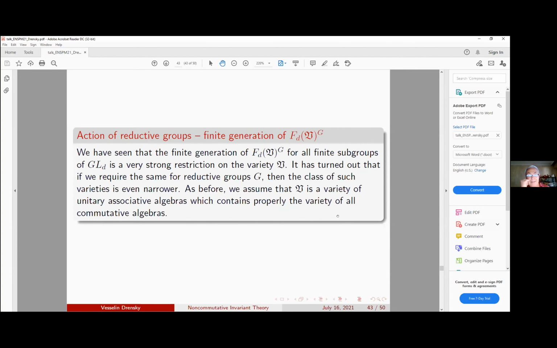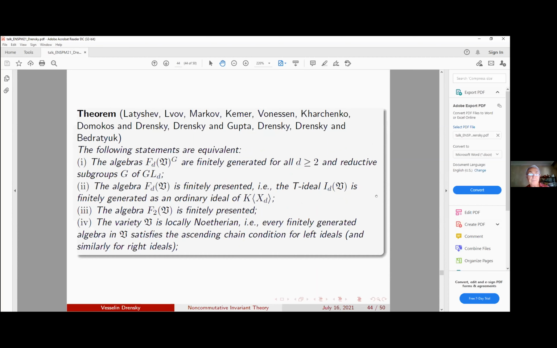So if you consider reductive groups, you have the question of finite generation. If the group is finite, then the condition that the algebra of invariants is finitely generated is a very strong restriction on the variety. For reductive groups, you add more groups, so you have an even stronger condition. And again, you have a lot of conditions by many people here.